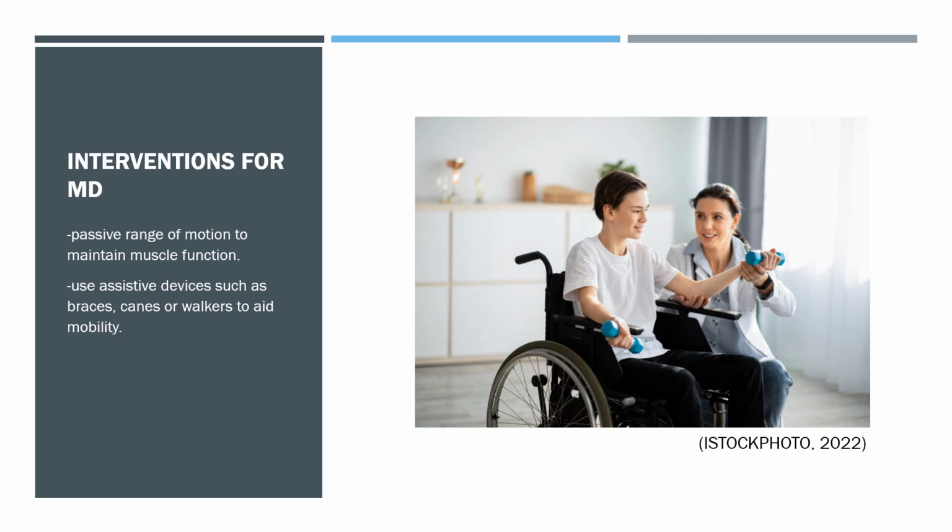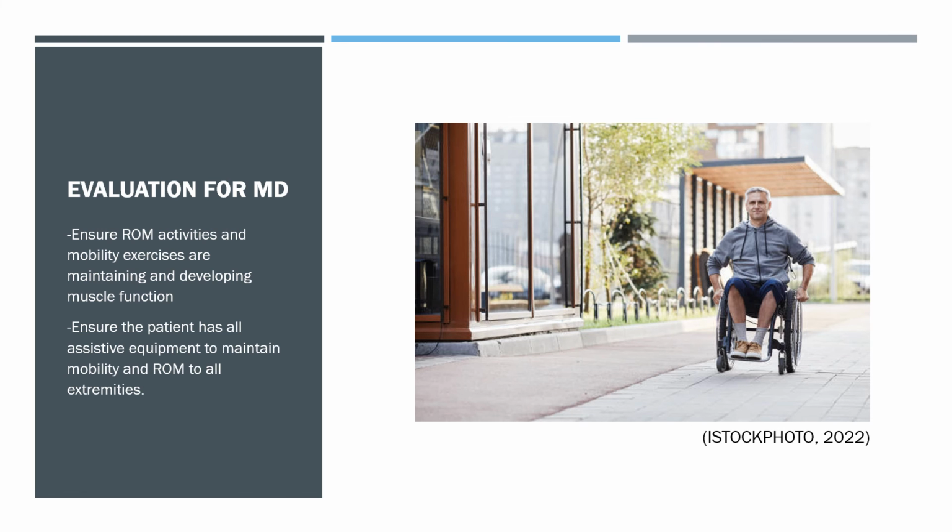Interventions for MD: passive range of motion to maintain muscle function, and use assistive devices such as braces, canes, and walkers to aid mobility. To evaluate this, we want to make sure that the patient is doing all of these core functions along with maintaining their muscle function and muscle mass. We want to make sure that they have all the equipment they need to maintain mobility and to continue using range of motion at the least to increase muscle mass.